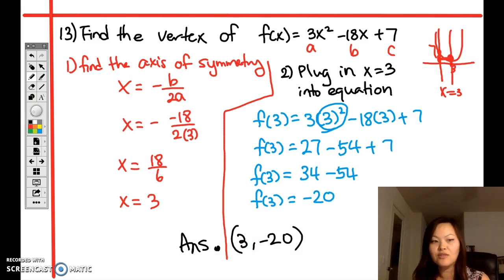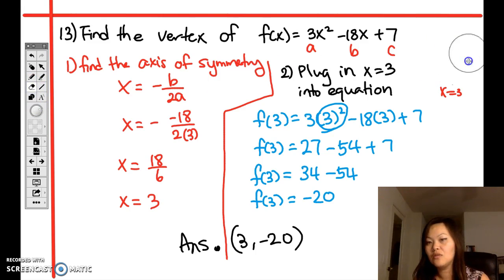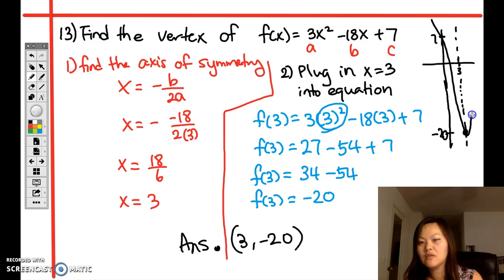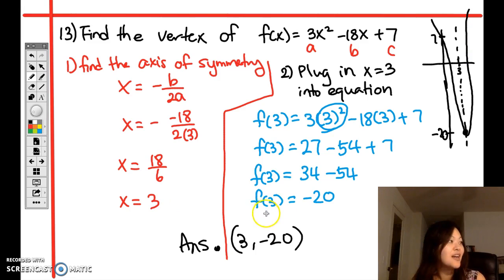So now I realize I drew my graph wrong, because I didn't know what my vertex was. If I were to redraw my graph, it's going to look like this. This is going to be 3, and then somewhere like this is going to be 7. That's my y-intercept, and this is my axis of symmetry. But my vertex is at 3 comma negative 20. Negative 20 should be something like around here. So here's my vertex, and my graph is going to be a really skinny one that goes like that. Anyhow, that is how you find the vertex.